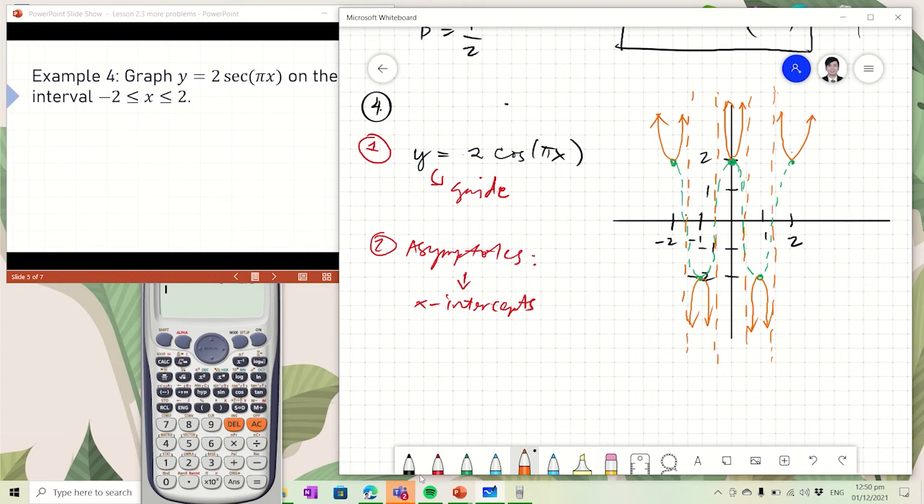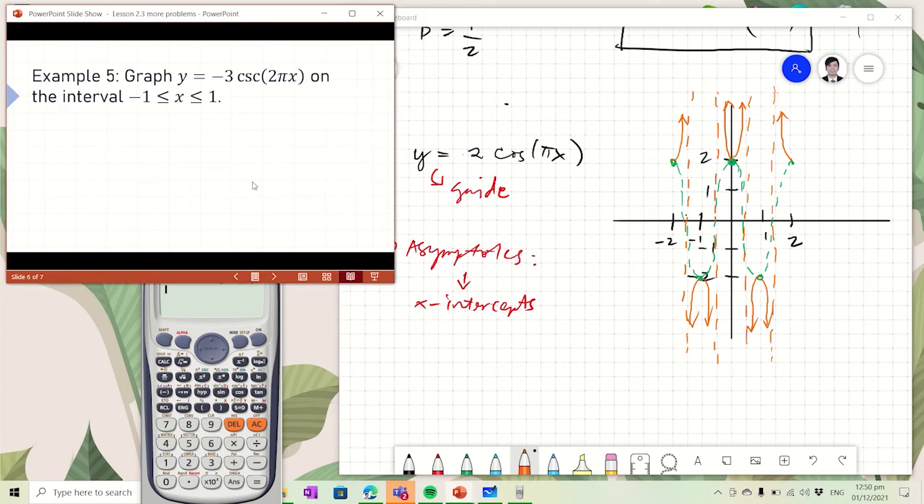Pero yung sinabi kasi sa atin is only from negative 2 to 2. So, dapat puputulin natin siya until 2 lang, negative 2. So, dapat putol ito. Okay, so until dito lang. Okay, so I think that this would be our second to the last example.